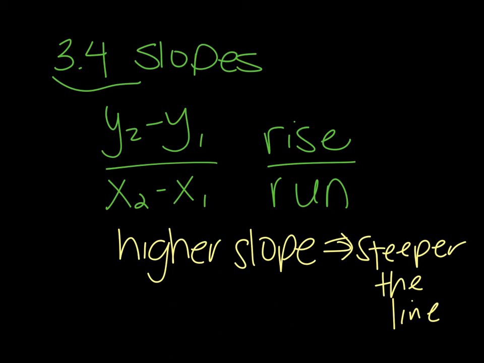So if I had two slopes and one was 3 over 2 and one was 10 over 3, which of these has the steeper slope? Which one? 10 over 3, right? If you put that into mixed number form, that's 1.5, and that's 3 1/3. Which is bigger is the 3 1/3. Okay. So the bigger the slope, the steeper the line.